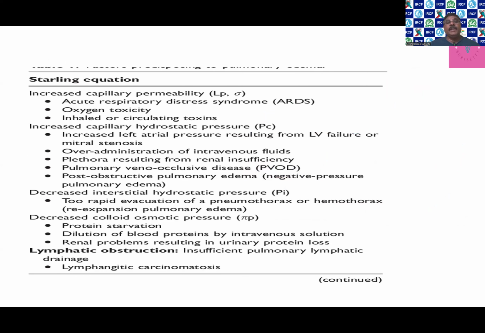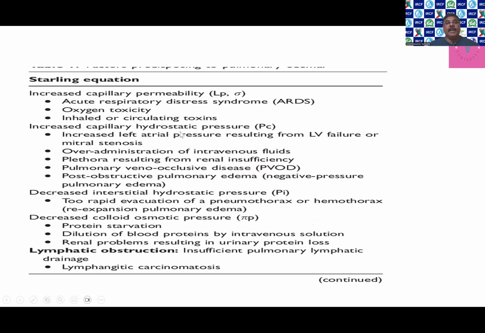So, what are the different conditions in normal adult patients that affect the lungs? The first is increased capillary permeability, usually in infections like ARDS, oxygen toxicity, and inhaled and circulated toxins. There, the endothelial membrane will be damaged, and the capillary permeability increases.